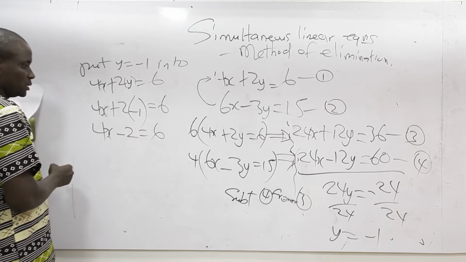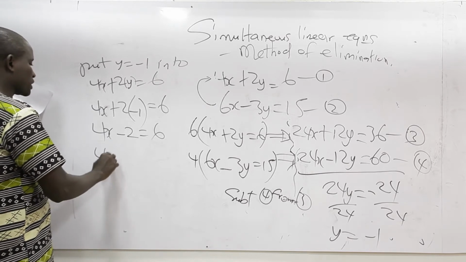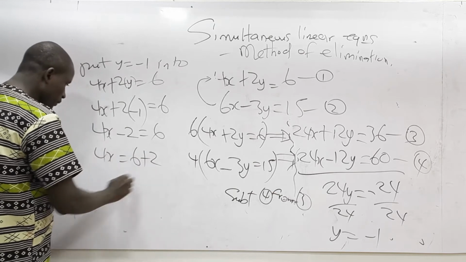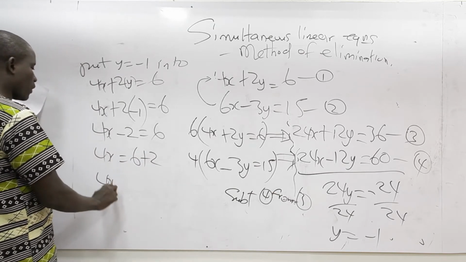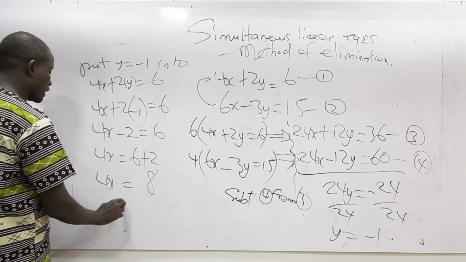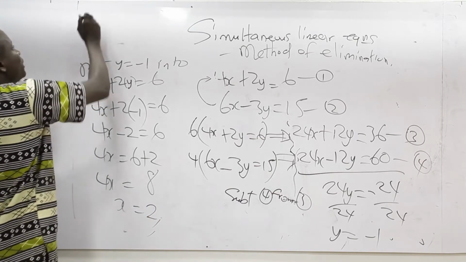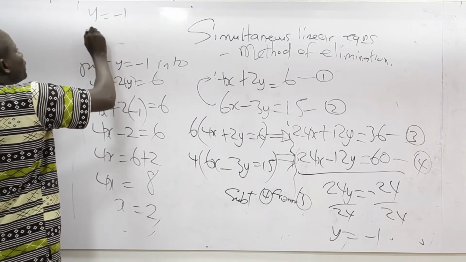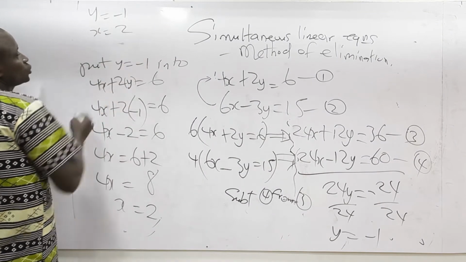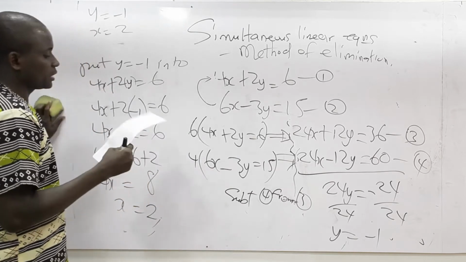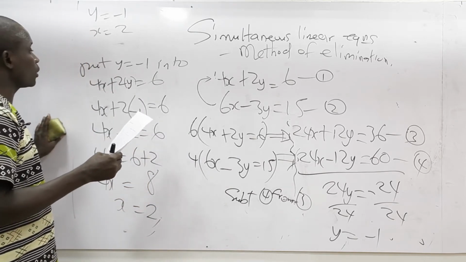Alright? So what is it? So 4x is equal to 6, then this 2 goes there, plus 2. So 4x is equal to 8, and x is equal to what? 2. Therefore, we are having y is equal to negative 1, x is equal to what? Positive 2. Okay. I hope you're following. Now we will be establishing more on that.